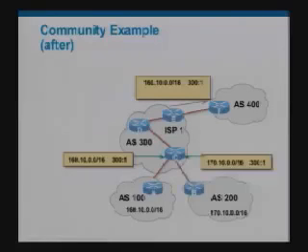Finished. Connect our next customer. Okay, AS200, he's sending 170.10/16. We tag him with 300:1 as well. Guess what? This filter here is already set to allow 300:1 out. So no update is needed. The customer gets immediate access to the internet when he's connected.